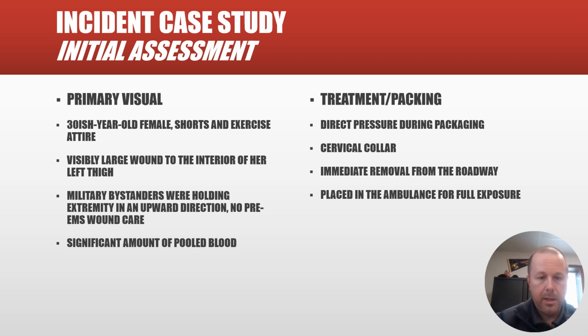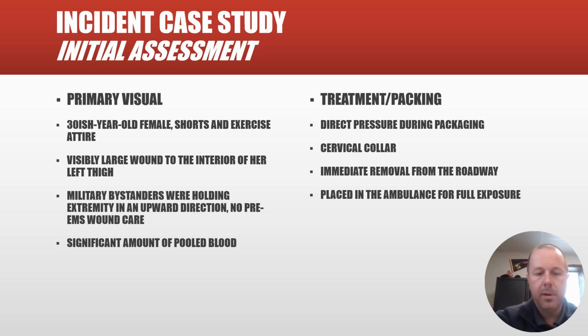So the initial assessment, again, 30 years old, she was wearing shorts and exercise attire because she was running on the beach. She had a visibly large wound to the interior of her left thigh. There were some military personnel on scene that were off duty. They were holding direct pressure in the upper direction. EMS had not made it on scene. There was a significant amount of pooled blood. They actually applied tourniquets for the patient to help stop the bleeding.